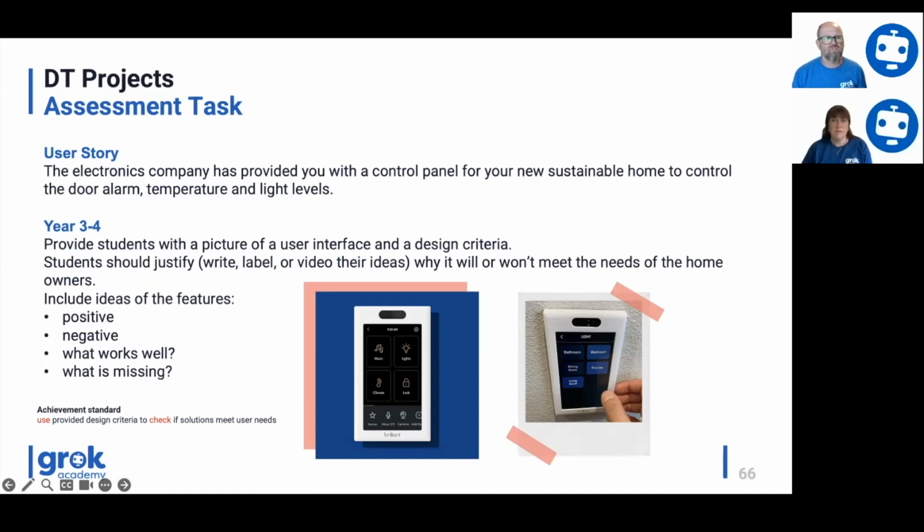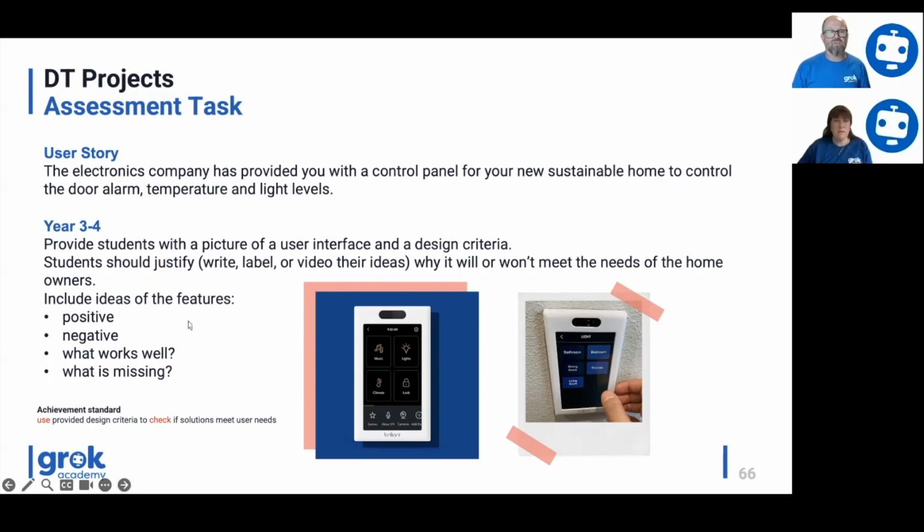So the electronics company provided you with a control panel for your new sustainable home to control the door alarm, temperature, and light levels, looking back to some of those user stories and algorithms that we investigated before. And you might provide students with a picture of a user interface and the design criteria that were given as part of this scope. And then the students may look at this and assess whether that particular interface meets the needs of those given criteria.